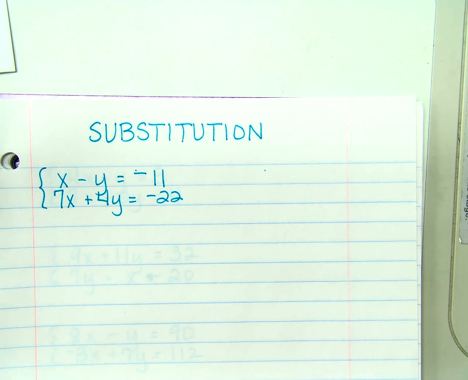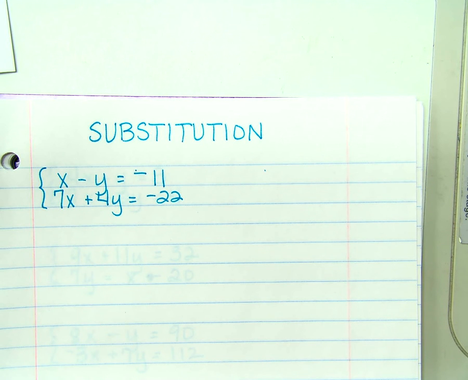Is it possible for there not to be a solution? Yes. How? Parallel lines. And is it possible for there to be many solutions? How? They're on top of each other, right? They're coinciding lines. Okay? So, not all systems lend themselves easily to graphing.